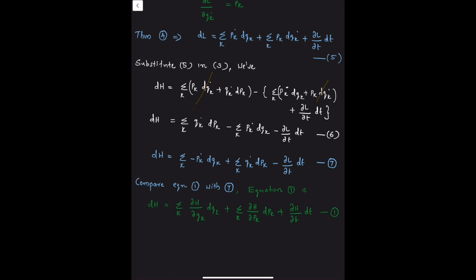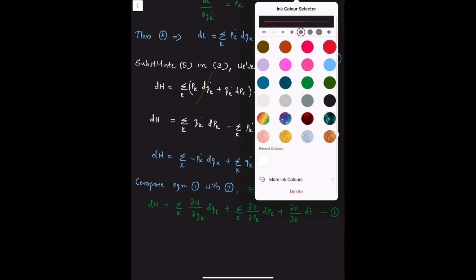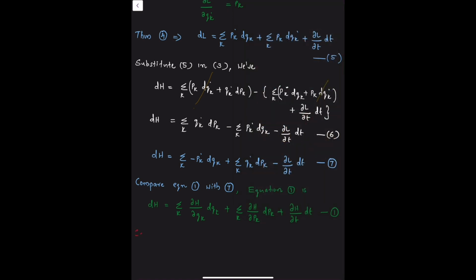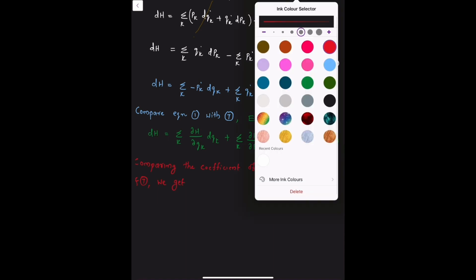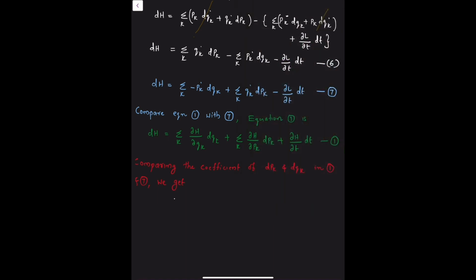Now let us compare the coefficients of dqk, dpk and dt in both equations. On the left hand side, in both equations, it is dH. So these two equations must be equal. That is only possible if the coefficients of dqk, dpk and dt are equal. It is only possible if the coefficient of each term is equal.